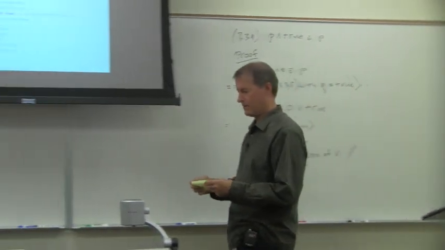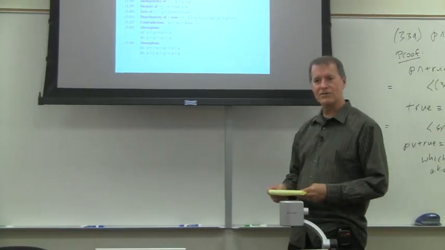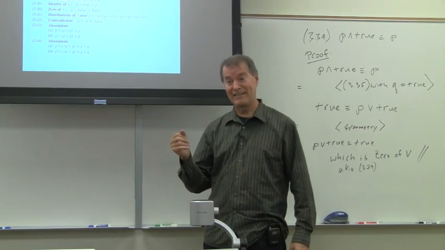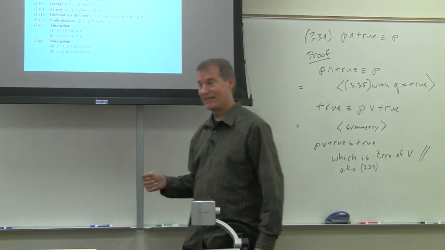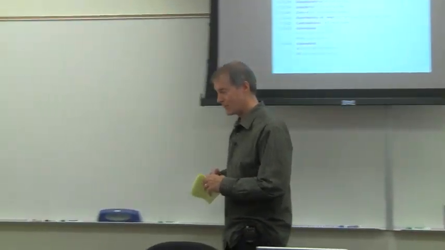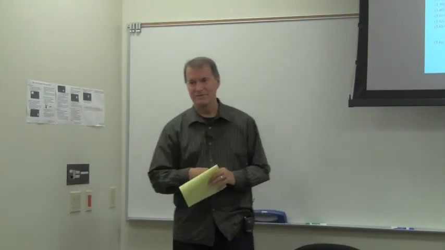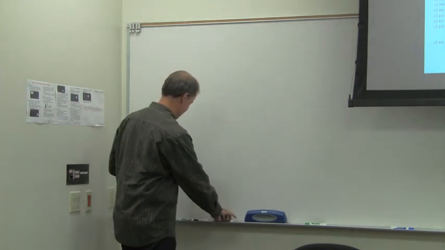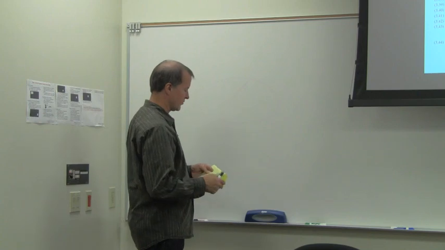Is there a symmetry of anything else? Yeah, there's a symmetry of and, a symmetry of or, a symmetry of not equivalence. Look at all those symmetries. All about equivalence. Okay, let's do 3.42.